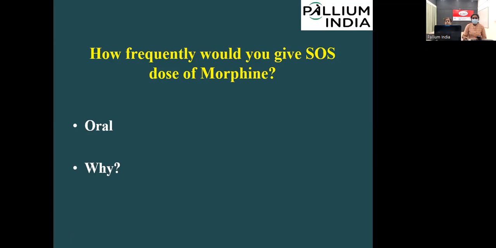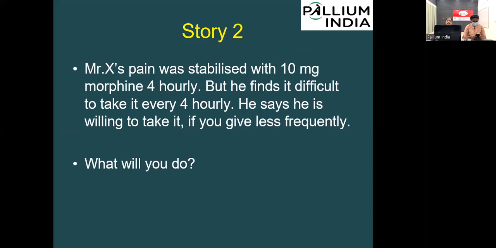Because its duration of action is 4 hours, you can give it 4 hourly, and it takes only 40 minutes to reach its peak action. So you can give extra doses after 1 hour, just to be safe, 40 to 60 minutes. So we can give extra doses whenever the patient has pain after 1 hour of the morphine dose. And this is another story. I hope you can ask questions in the chat because this is a very important part.